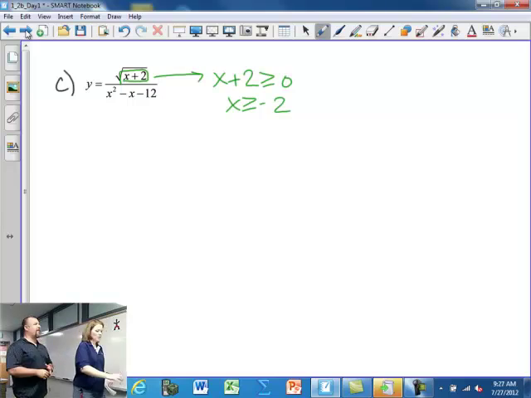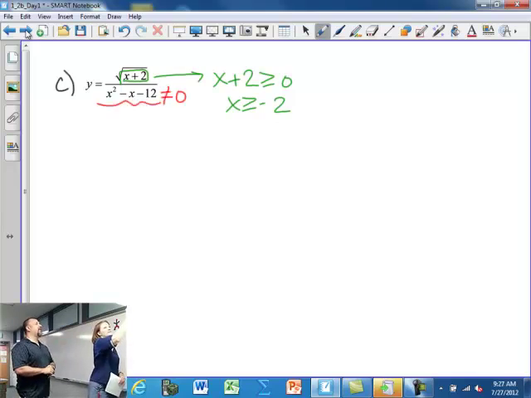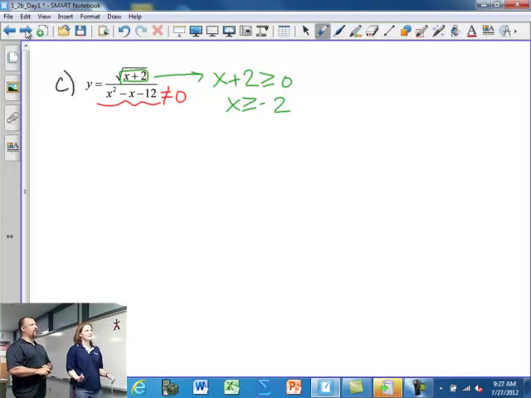Okay. So solve for x, we get x is greater than or equal to negative 2. So that's part of our domain right now. Let's just think about that for a second and let it sink in. Let's look at the denominator.